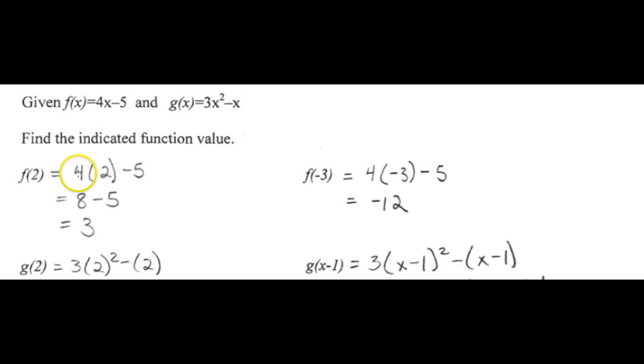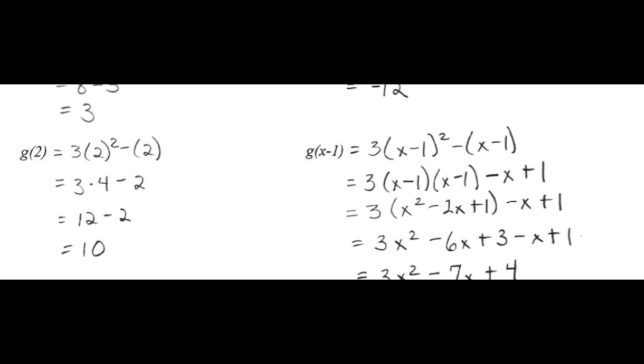So f of 2 is 4 times 2 minus 5. 8 minus 5 is 3. F of negative 3. It's f, so we use this function definition. So it's 4 times whatever's in the parentheses, 4 times negative 3 minus 5. Negative 12 minus 5 is negative 17. The answer there should be negative 17.